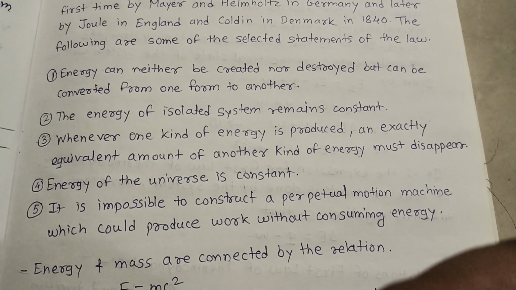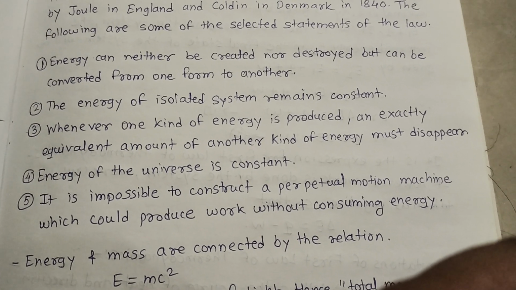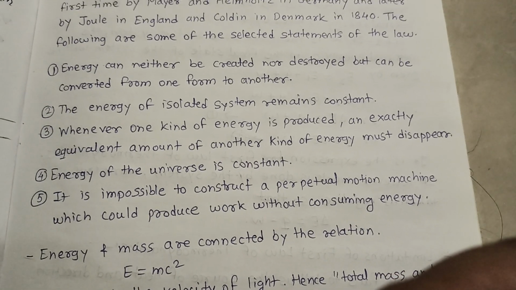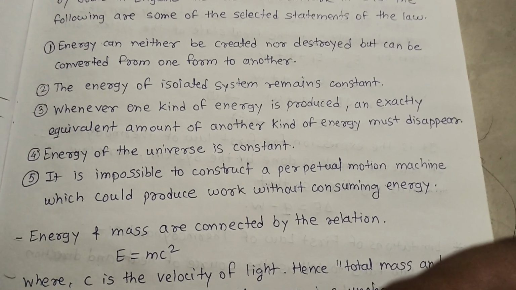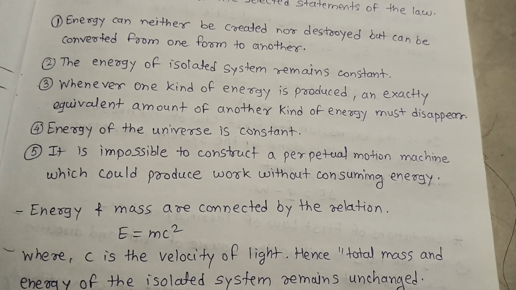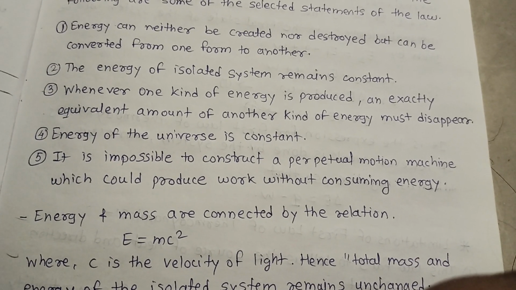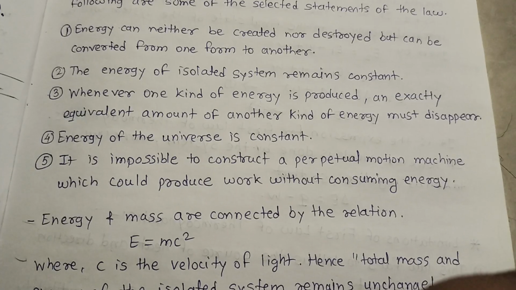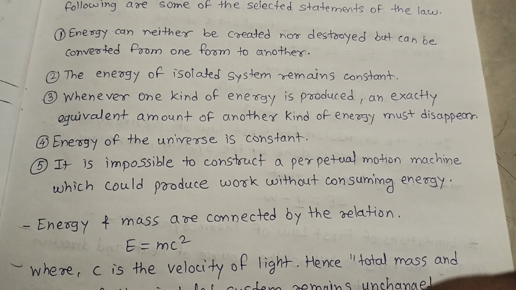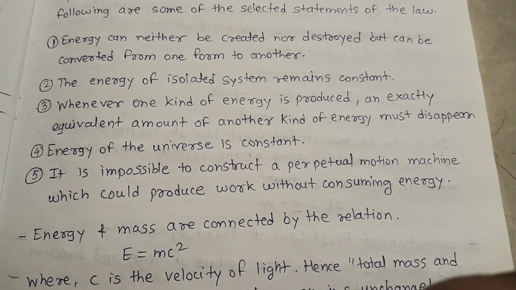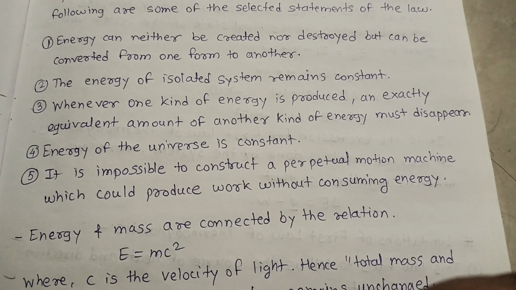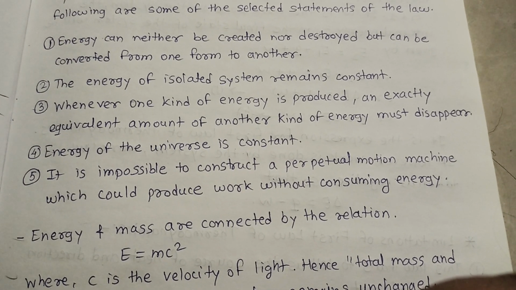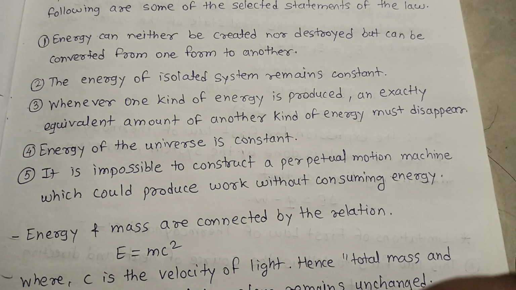Energy of the universe is constant. It is impossible to construct a perpetual motion machine which could produce work without consuming energy. So these are the few important statements of the first law of thermodynamics. Isolated systems' energy always remains constant.